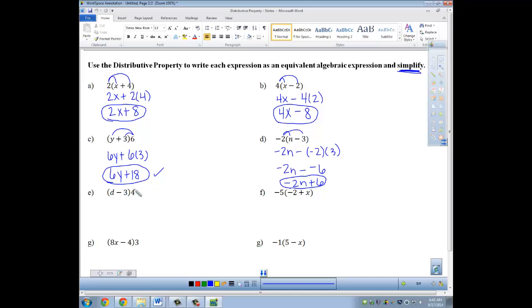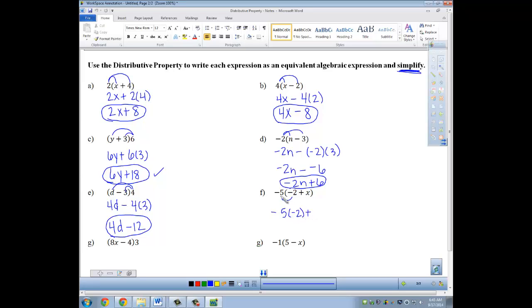Part E, I got the 4 on the right again, that's okay. We have 4 times D, 4D. Bring down your minus, 4 times 3. So we get 4D minus 12. And again, you could have thought of it as 4 times a negative 3 to get your negative 12.